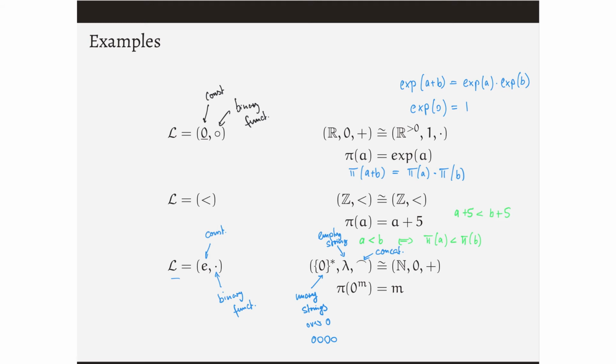On the other side, we have the natural numbers. We have the 0 as the interpretation of the constant symbol and plus as the binary operation. And the isomorphism is provided by mapping a string over zeros to its length. You can see the empty string is mapped to 0. And if we concatenate two strings, one of length m and one of length n, then the length of that string will be just m plus n, so satisfying the function condition for isomorphisms.